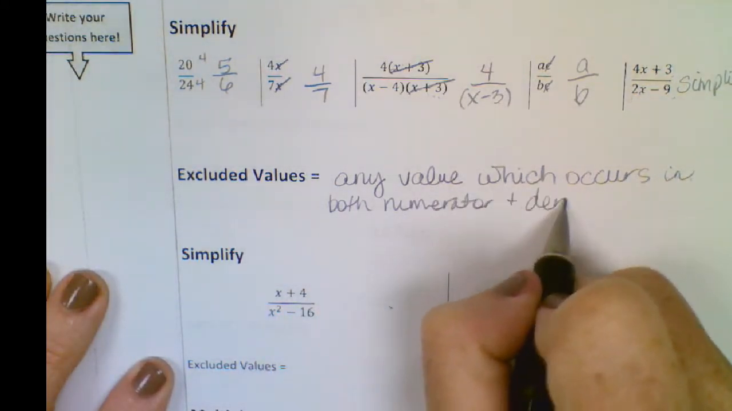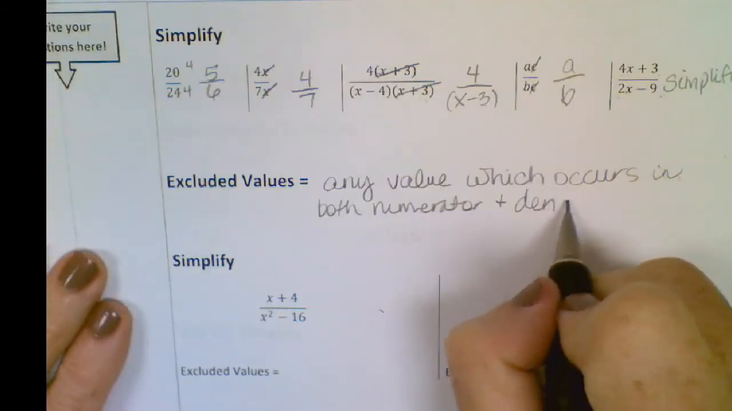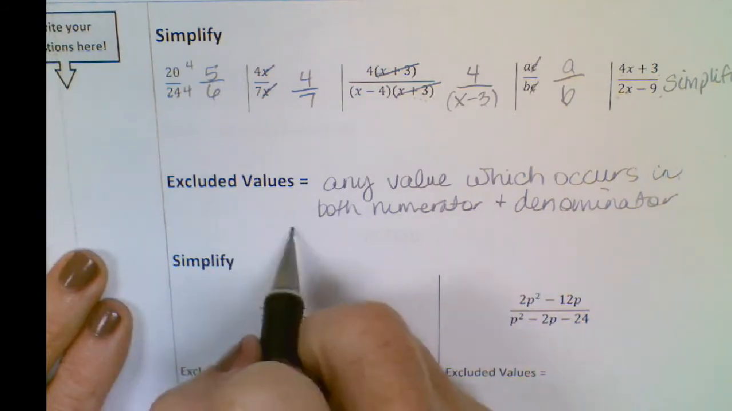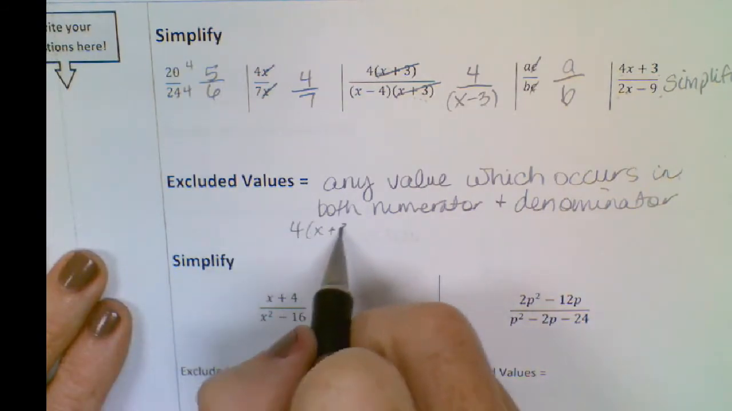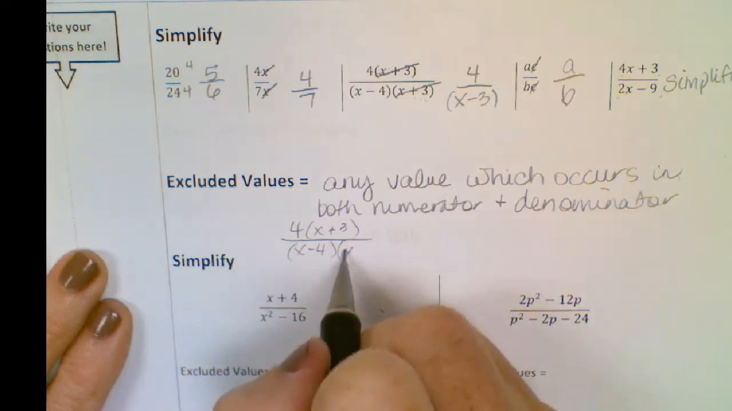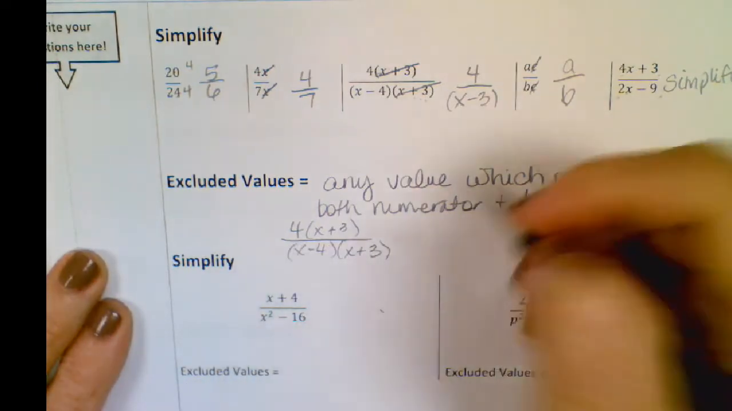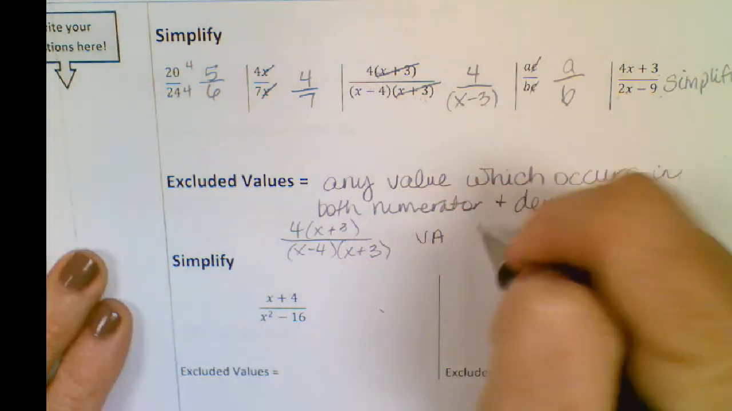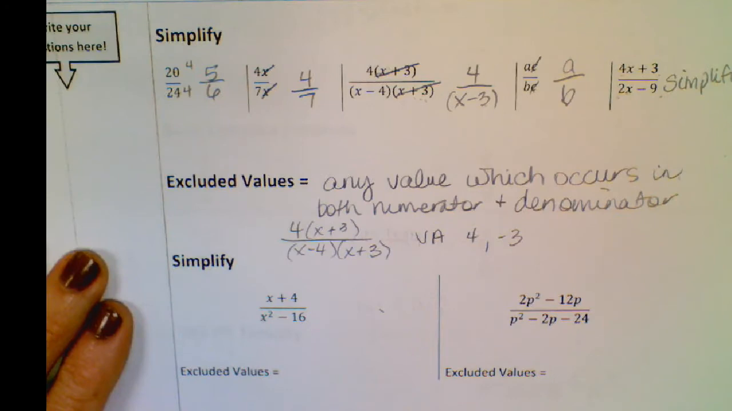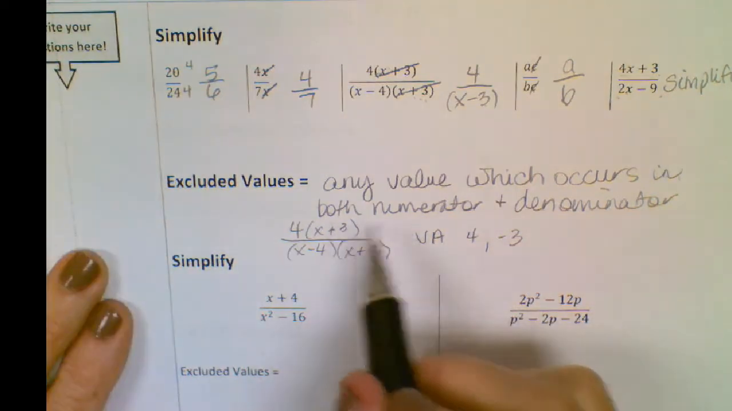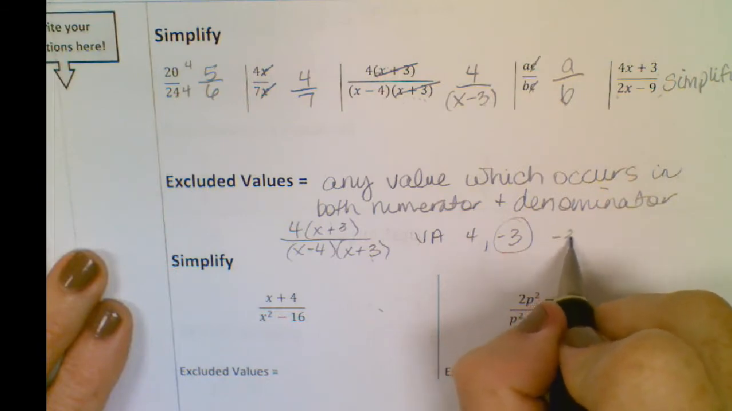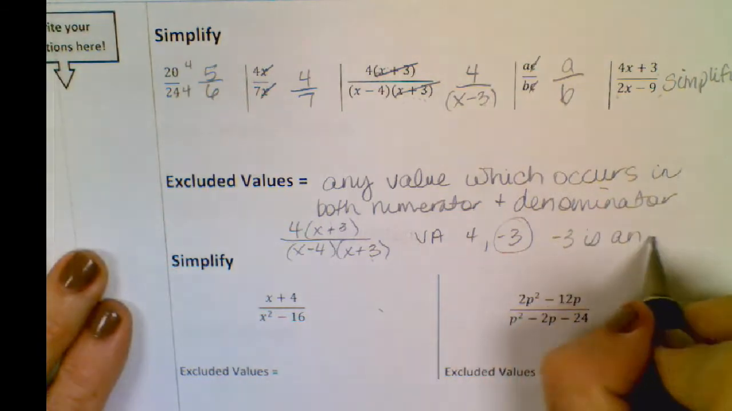So let's think about this third example up here. If I went to go graph that, we would have 4 over x minus 4 times x plus 3. And so I would look at that denominator and go, okay, I've got vertical asymptotes at 4 and negative 3. The problem is that the x plus 3 cancels out. So this negative 3 is an excluded value.